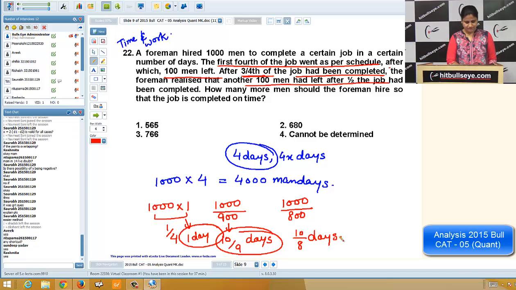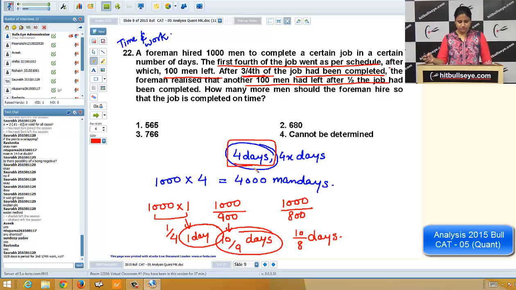No, Rituparna, we don't have any shortcut for this. We have to work out this sum. See, our schedule was 4 days. We want the job to be completed on time. We want the job completed as per schedule.